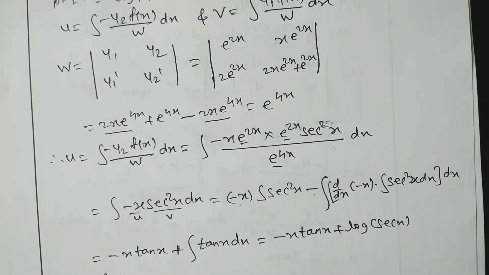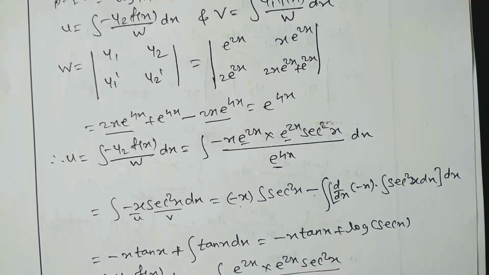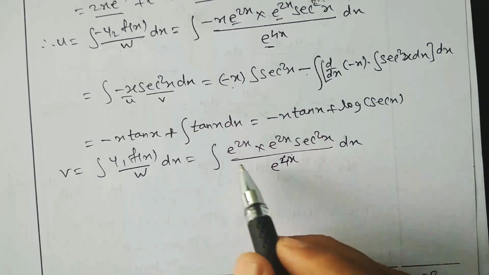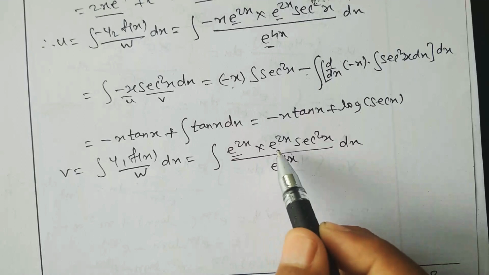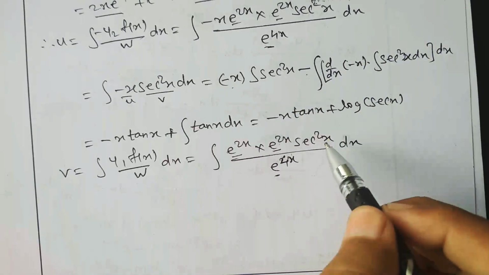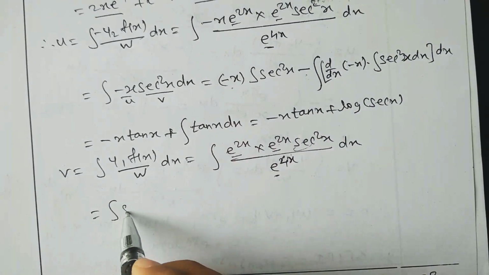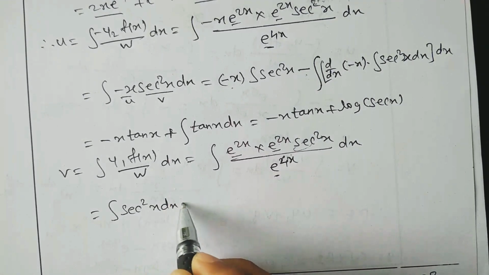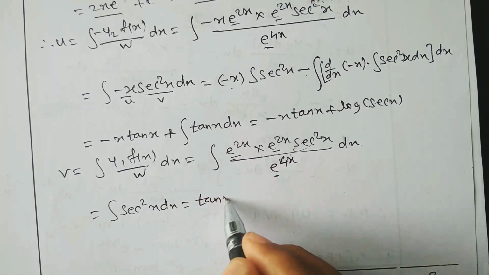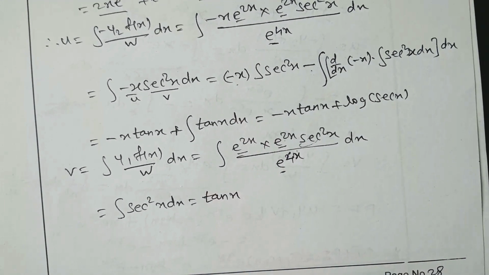Then v is equal to the integration of y1 f of x upon w dx. This is equal to the integration of y1, which is e raised to 2x, into f of x, which is e raised to 2x sec square x, upon w, which is e raised to 4x, dx. Now the multiplication e raised to 2x into e raised to 2x is e raised to 4x, which cancels with this e raised to 4x. So the remaining term is the integration of sec square x dx. The integration of sec square x is tan x. So this is the value of v.